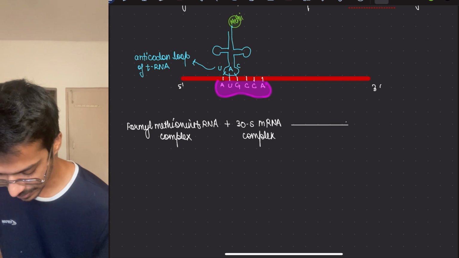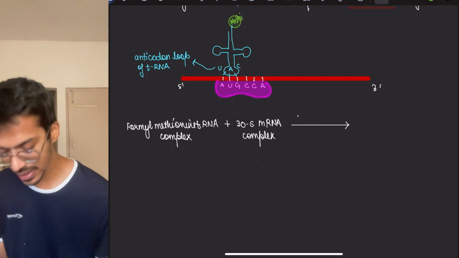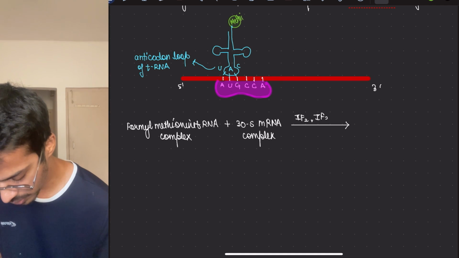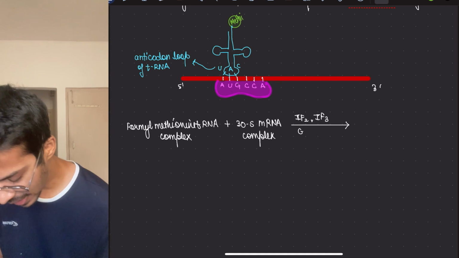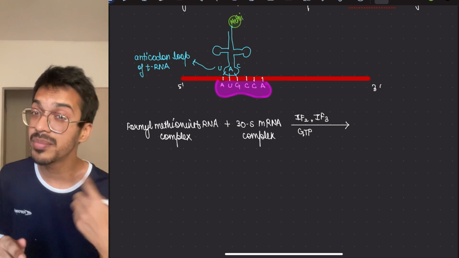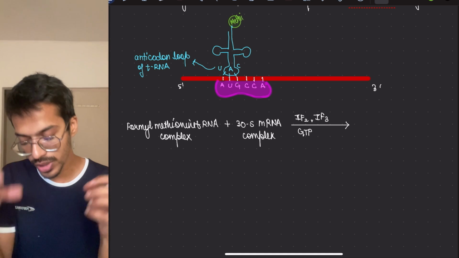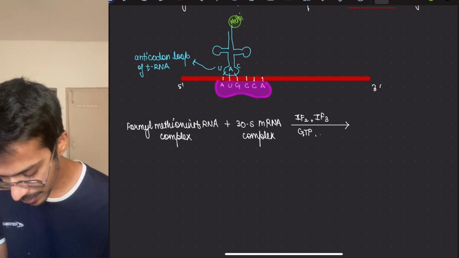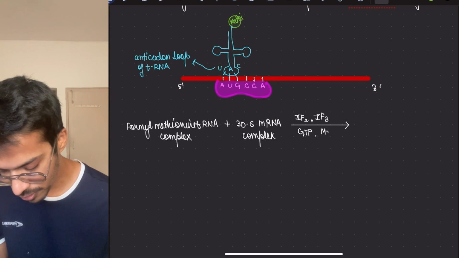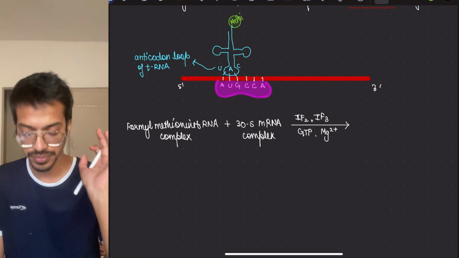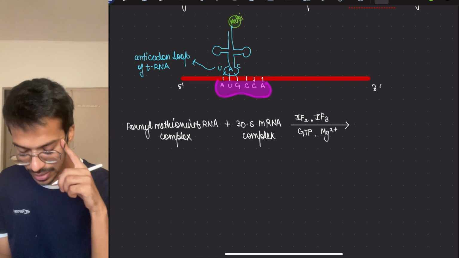It will react in the presence of initiation factor 2, initiation factor 3 and GTP. Plus simultaneously, if you remember, the bigger unit is also coming. For the bigger unit to come and join over here, there will be presence of magnesium ions. Without magnesium ion, the dimer won't form, means they won't join. Okay, so that is also written over here.